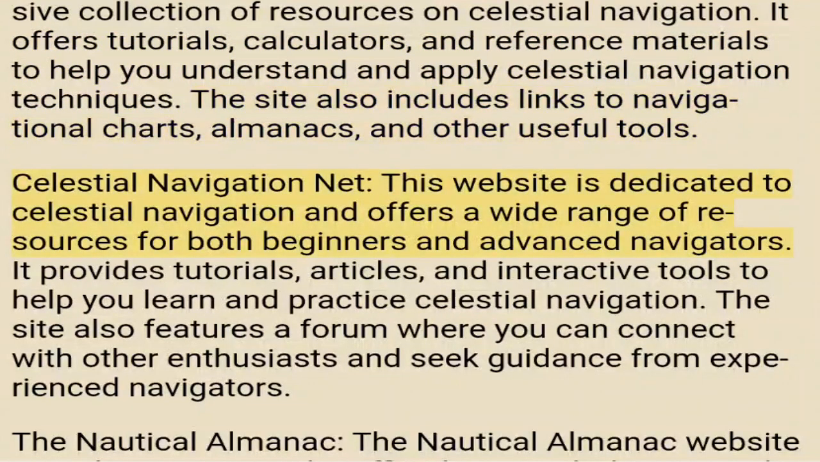Celestial Navigation Net. This website is dedicated to celestial navigation and offers a wide range of resources for both beginners and advanced navigators. It provides tutorials, articles, and interactive tools to help you learn and practice celestial navigation. The site also features a forum where you can connect with other enthusiasts and seek guidance from experienced navigators.